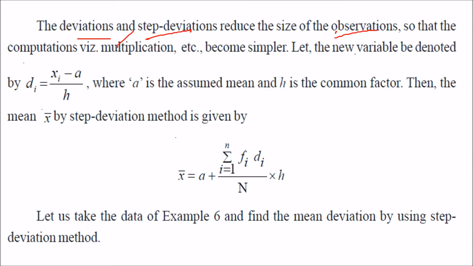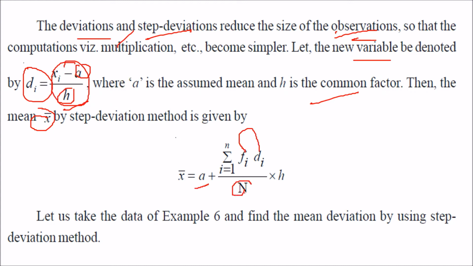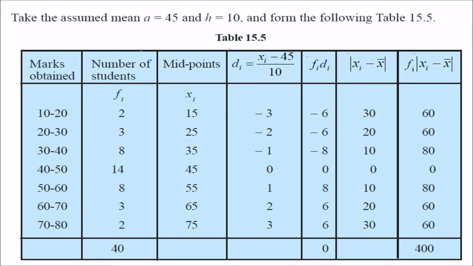So let us see the new variable, which is denoted by di is equal to xi minus a by h. So a is what? A is the assumed mean. We'll assume a mean. H is actually the common factor. We'll see what it is. Then if di is this, x bar will be nothing but the assumed mean plus sigma fi di by capital N into h. Let us take the previous example.